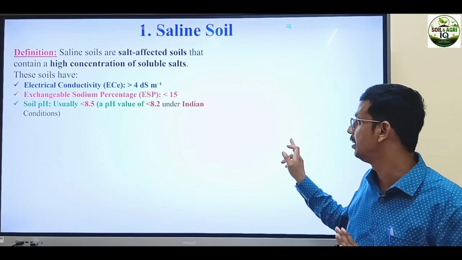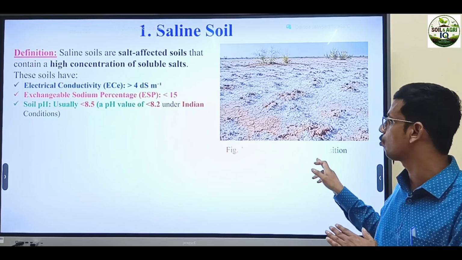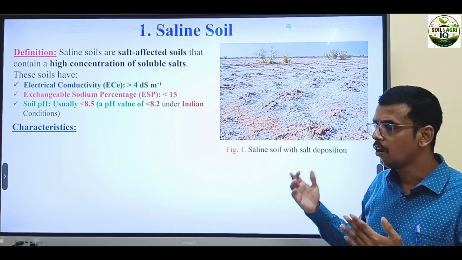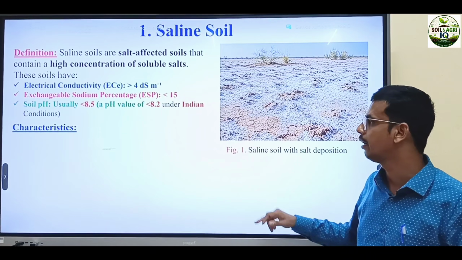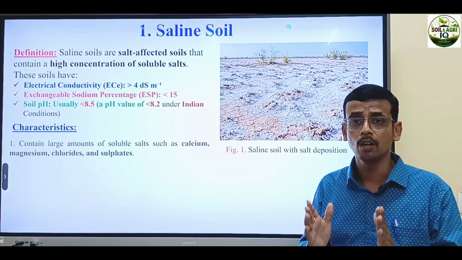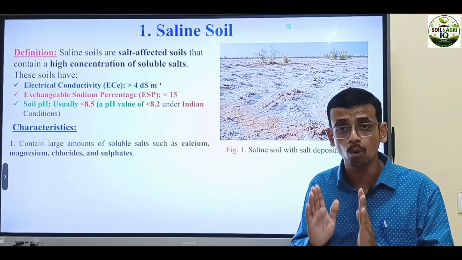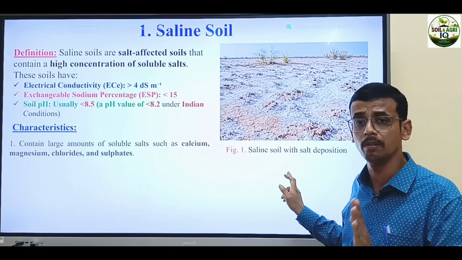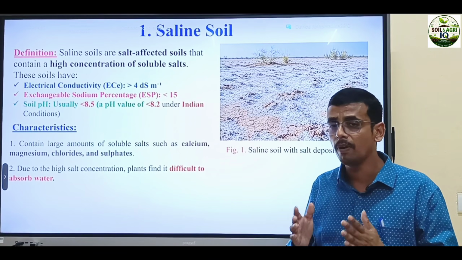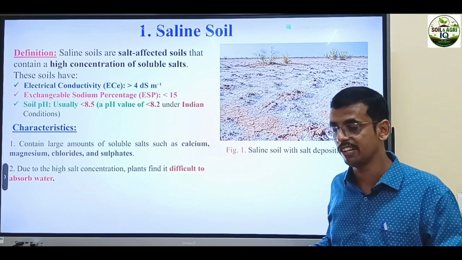So please remember this. And this is the picture of salt affected soil where salts are getting accumulated on the soil surface. Now coming to the characteristics of saline soils, what are the characters? It contains a larger amount of soluble salt. In terms of cations, the dominating cations are calcium and magnesium, and the dominating anions are chloride and sulfate. Please remember, this is also important. Second, due to the higher concentration of salt, the plant is unable to absorb water, and this is called osmotic stress.